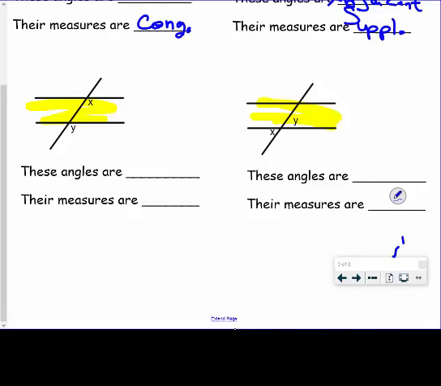All right, these two, what are they? Corresponding, which makes them congruent. And the last one, vertical, PDA, which makes them congruent.